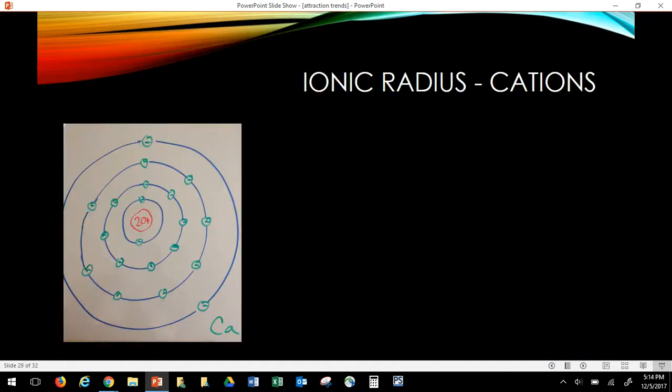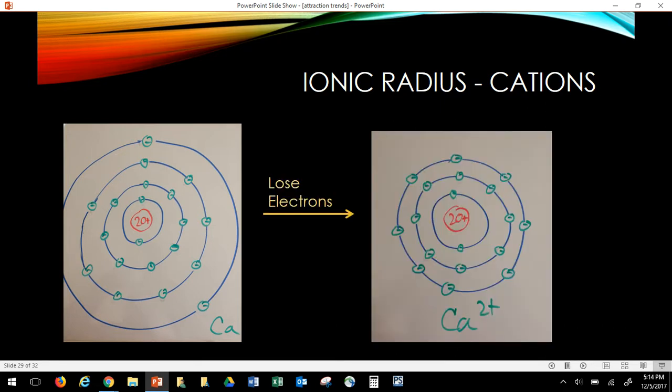All right. So the point about the radius getting smaller, if you look at something like calcium, which has 20 protons, 20 electrons, if it were to lose 2 electrons to become calcium 2 plus, now it has 20 protons pulling in on 18 electrons. So there's actually more than a 1-to-1 ratio of protons to electrons.